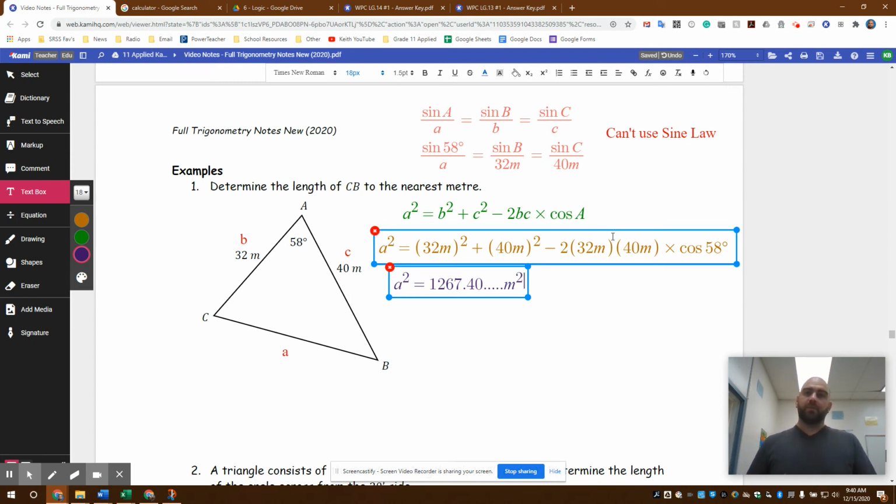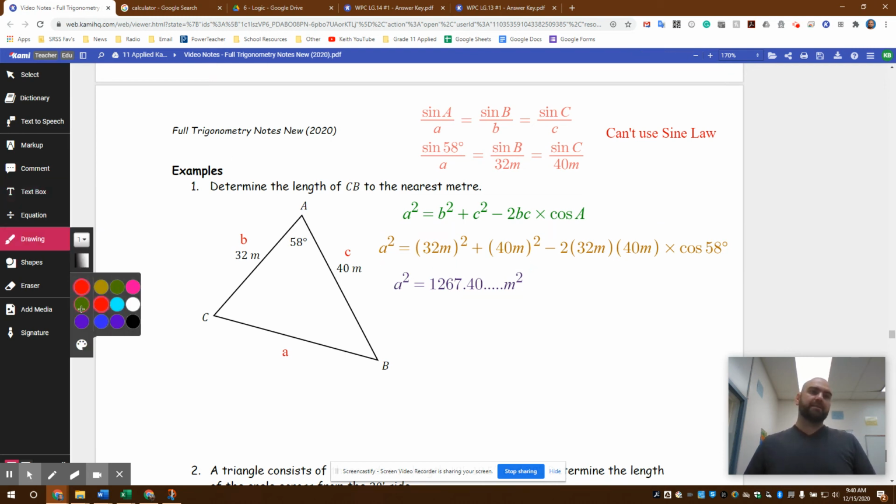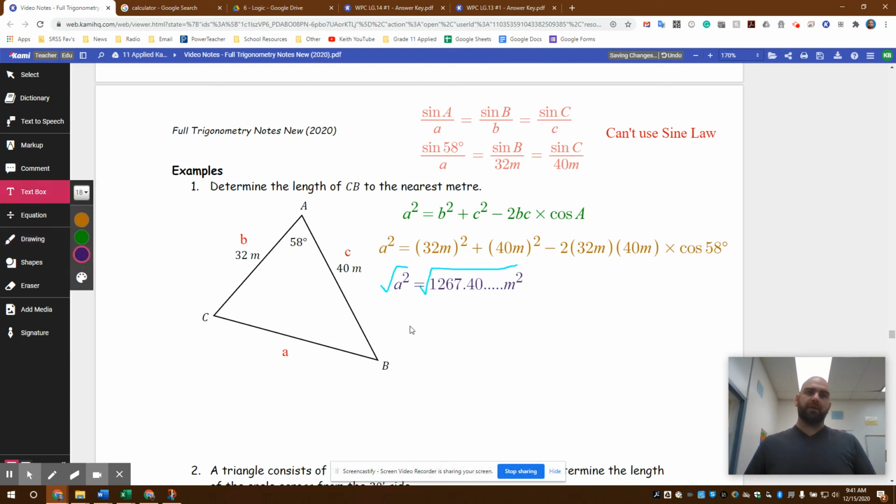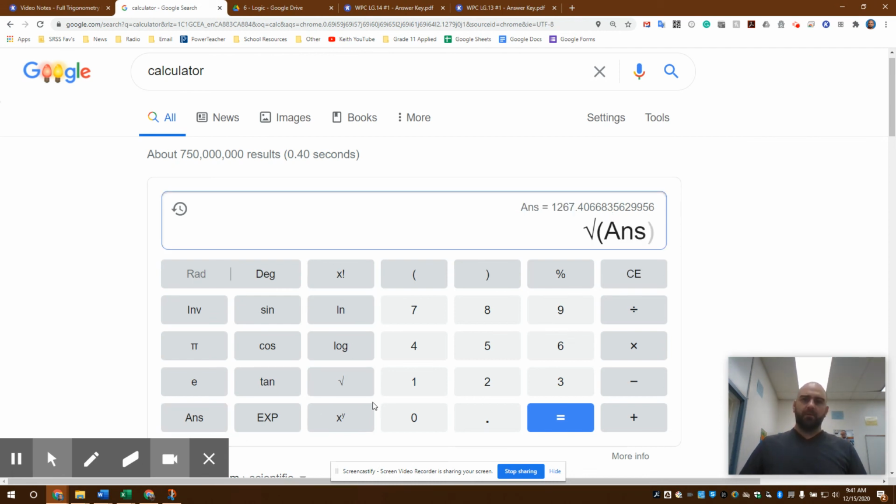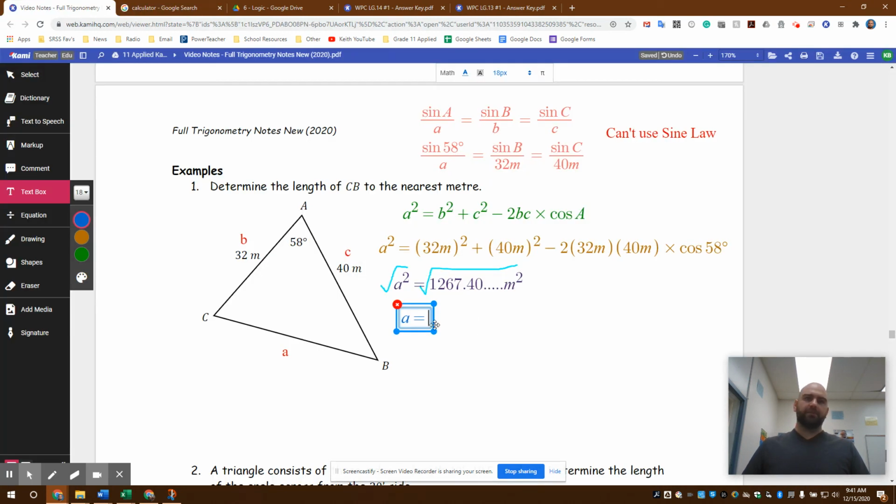Now, we need to make sure that we are not just finding a squared, we need to find a. And remember when we went through Pythagorean theorem, when we solved for any of the sides, we had to take the square root of our final answer. So in this case here, we need to take, let's do blue, we need to take the square root of both sides to find our final answer. And so we're going to get that a, and I'm going to go back to my calculator here. I'm going to take the square root of the answer. Most of your calculators, you should just be able to hit square root and it'll give you the answer. And we get 35.600655662. And so our final answer is the length of the side is 35.6 meters.